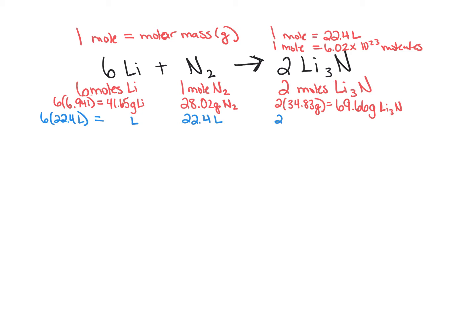Since we only need 1 mole of N2, that would mean that we need 22.4 liters. We could calculate our liters of lithium nitride by doing 2 times the 22.4 liters, and that means that we would have 44.8 liters needed of lithium nitride. So there's actually a lot of information that's given to us and that we can figure out about our recipe. So keep all of this in mind as I work through the next problems.